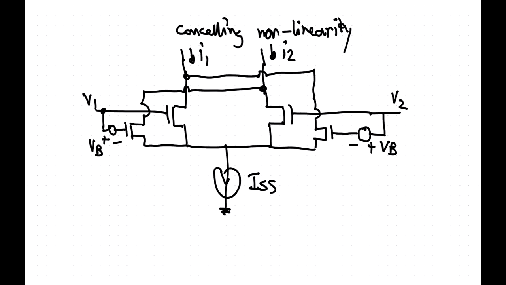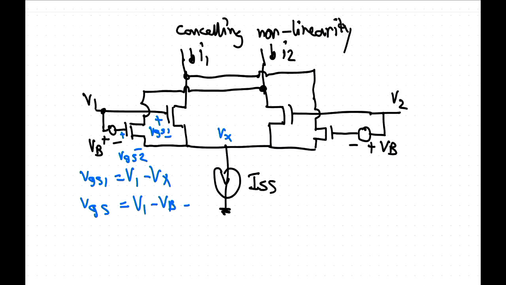And the difference. It is very difficult to prove. If you look at the voltage there, then we can find the gate source voltage here. So VGS1 is equal to V1 minus Vx. We can find VGS2, that one there. So that will be V1 minus VB minus Vx.